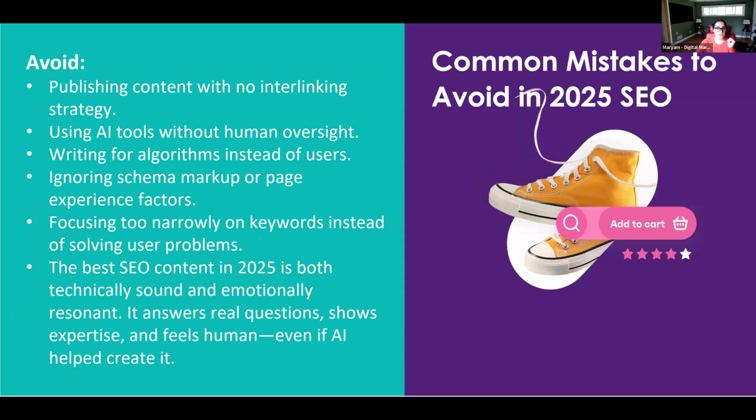You want to avoid publishing content with no interlinking strategies. This is when it makes sense when I say to you, make a plan. What do I want to link to what? If I wrote about real estate in Connecticut, do I want to link that to another topic that is real estate investment in Connecticut? So think it through and plan it.